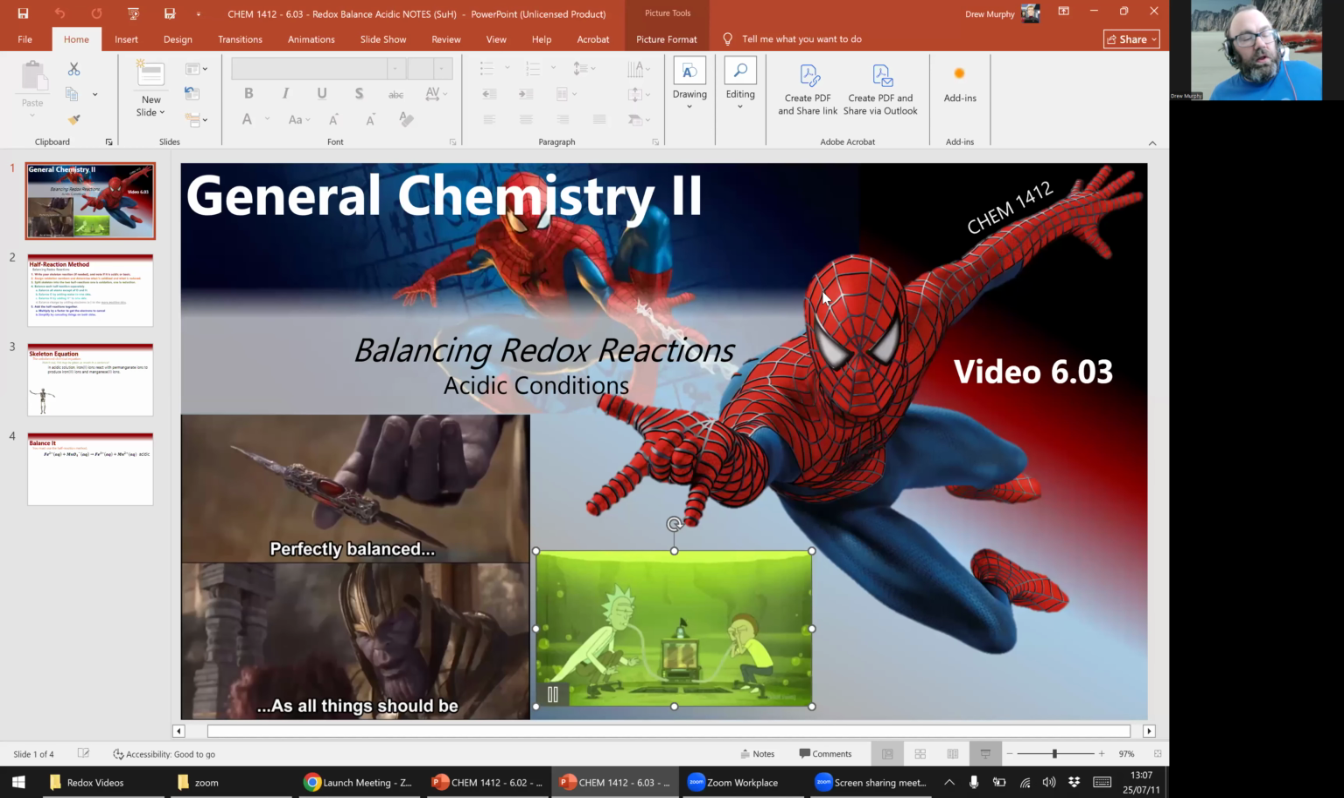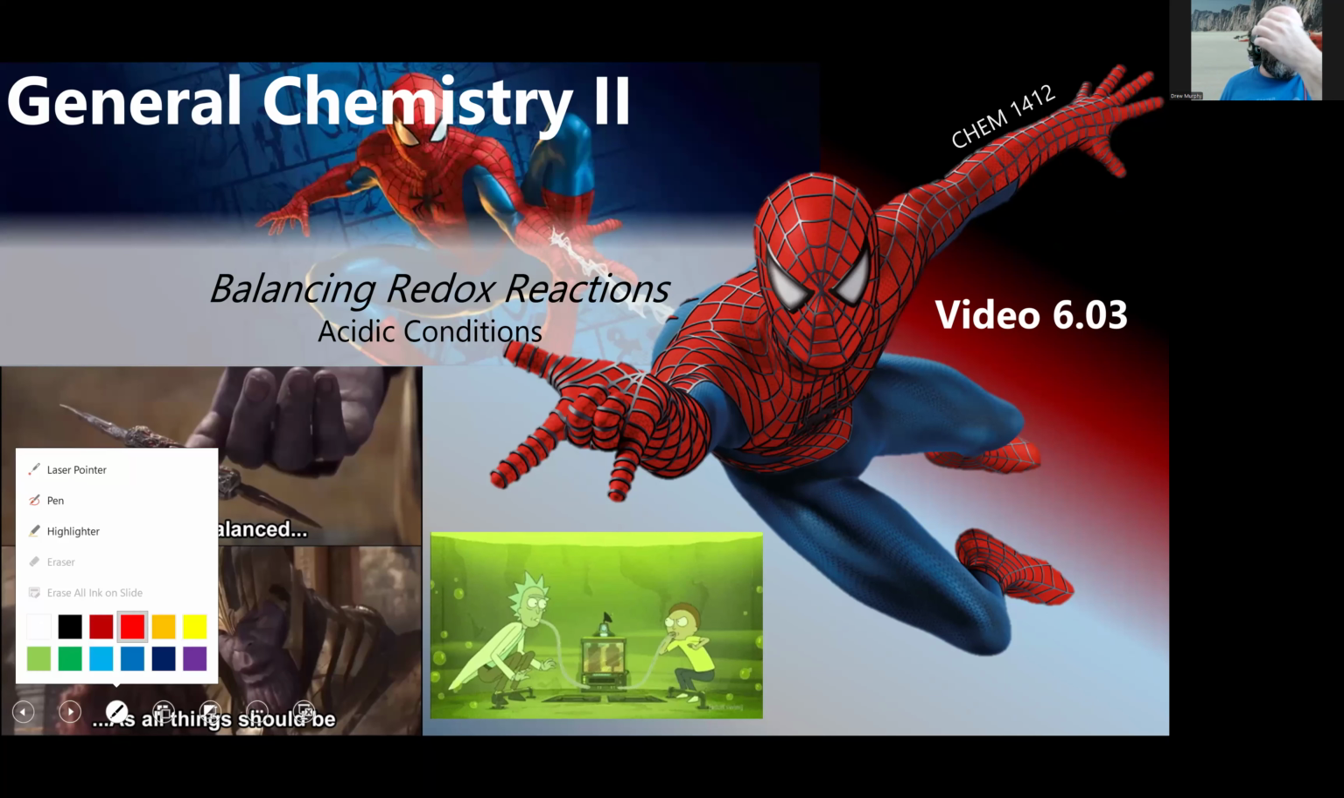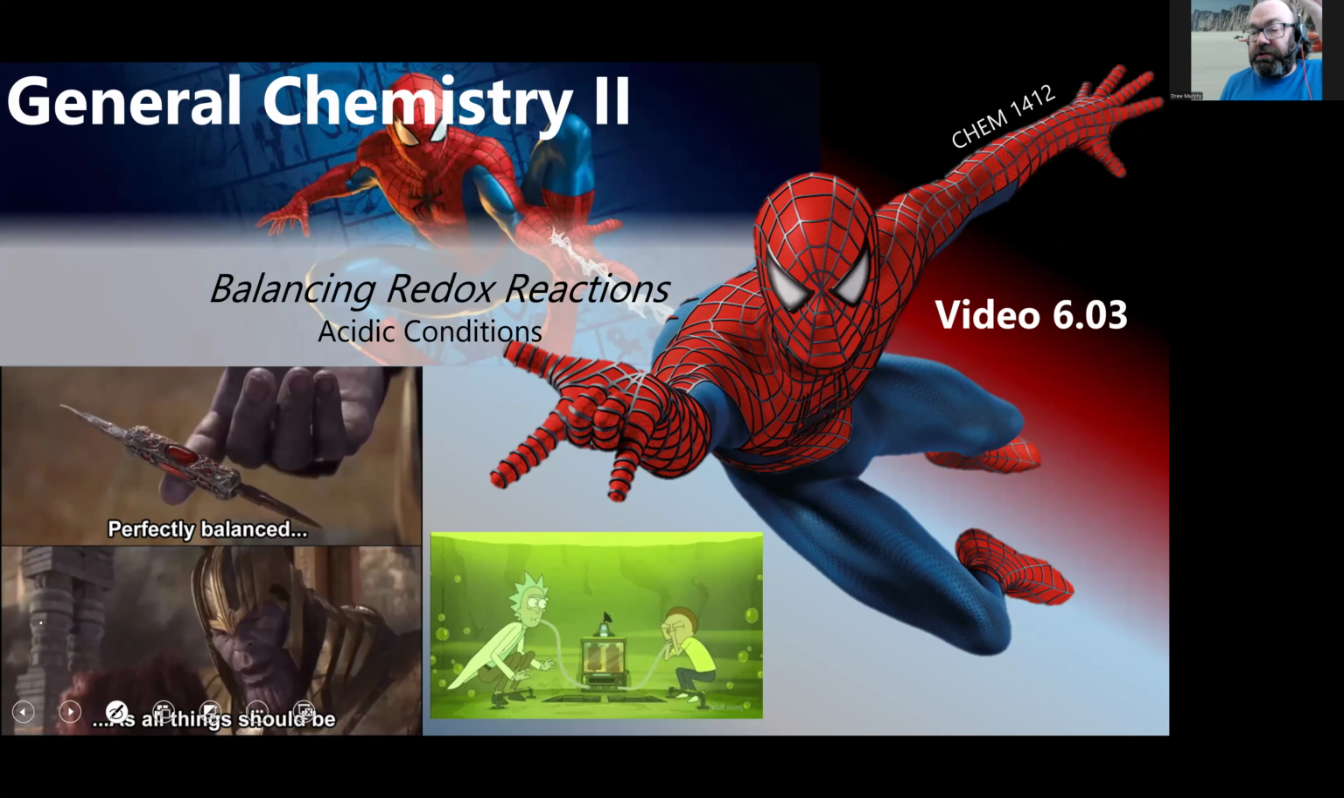Alrighty, let's talk about balancing these redox reactions. Sometimes you can do this by inspection, right? The Gen Chem 1 way, how we learned how to do this.